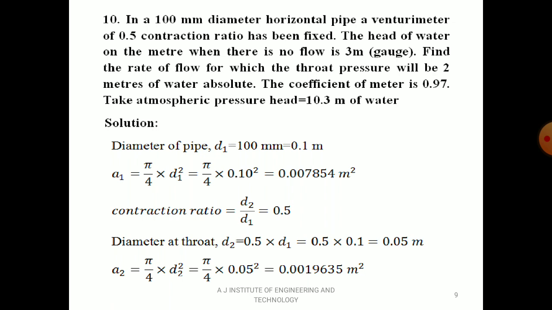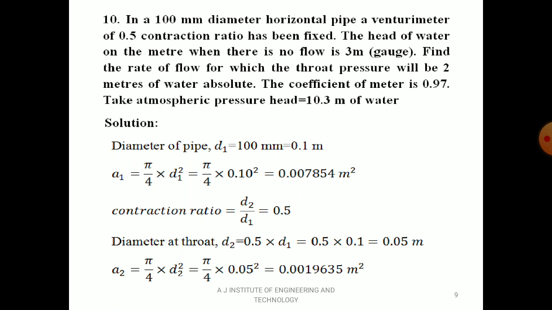So solution: diameter of pipe D1 equal to 100 mm, that is equal to 0.1 meter. A1 equal to pi by 4 D1 square, so that is equal to pi by 4 into 0.1 square, that is equal to 0.007854 meter square. Contraction ratio, that is smaller diameter divided by larger diameter, D2 by D1 equal to 0.5.